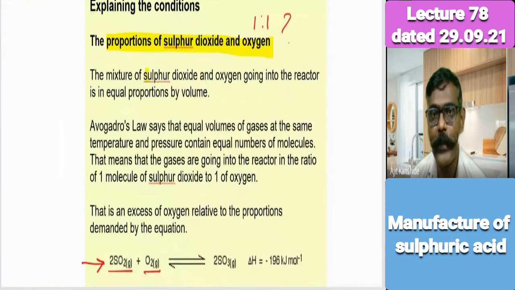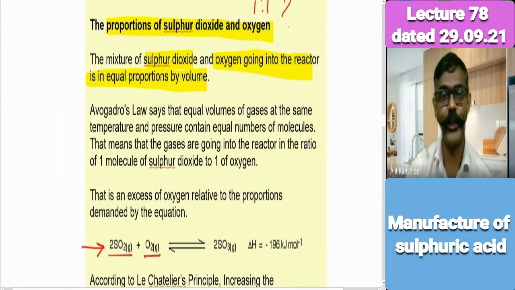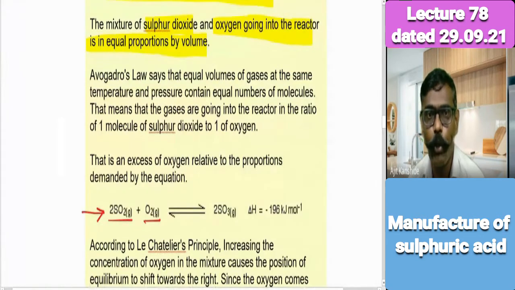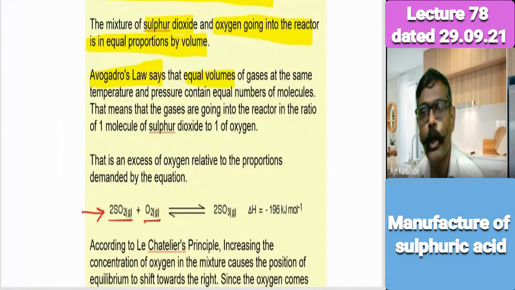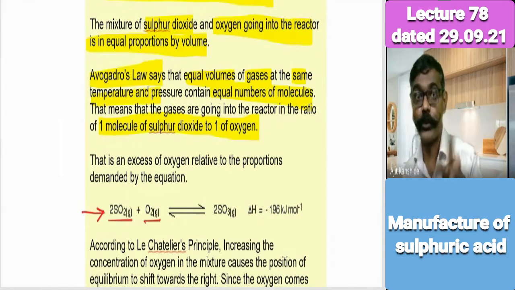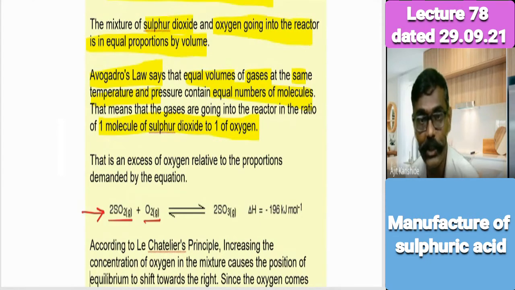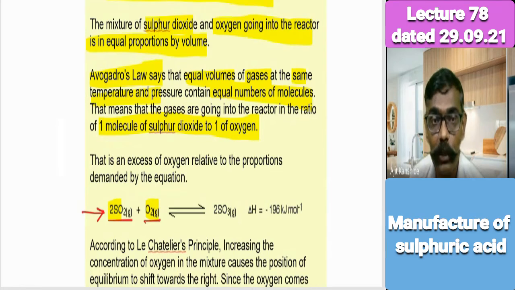See here. The sulfur dioxide and oxygen mixture going into the reactor is in equal proportion by volume. It is a statement. One by one, see. What does Avogadro's law say? Equal volumes of gases at the same temperature and pressure contain an equal number of molecules. That means the gases go into the reactor in the ratio of 1 molecule of sulfur dioxide and 1 molecule of oxygen. Proportion is 1 is to 1, no? As per the reaction, it should be 2 is to 1. But in practice, it is 1 is to 1.